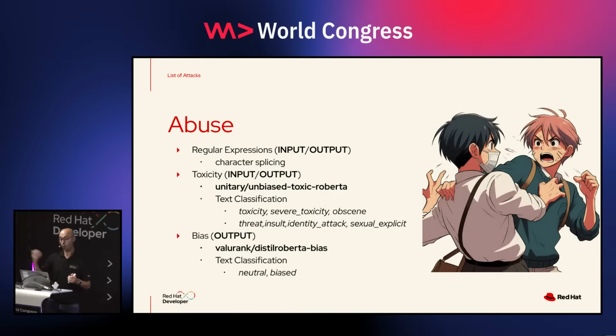Or again, you want to filter what you're sending. Also, you want to avoid bias. Usually this is an output guardrail where you say, "You are trying to send a response to my user, but this is a biased response. So please, model, try again with something that is not biased."